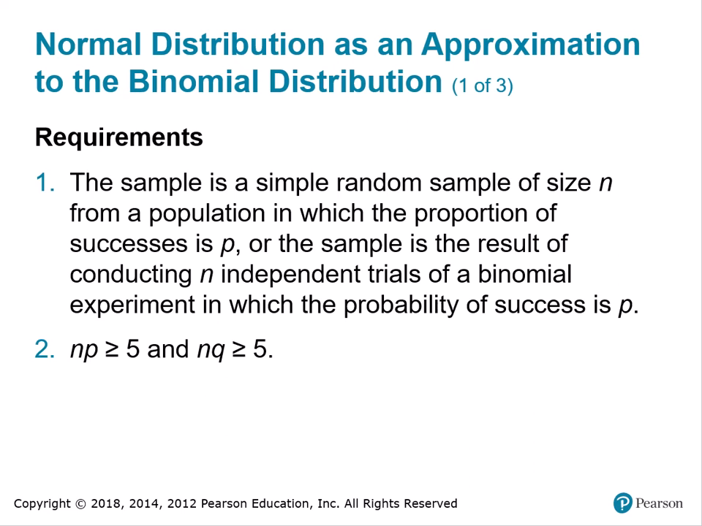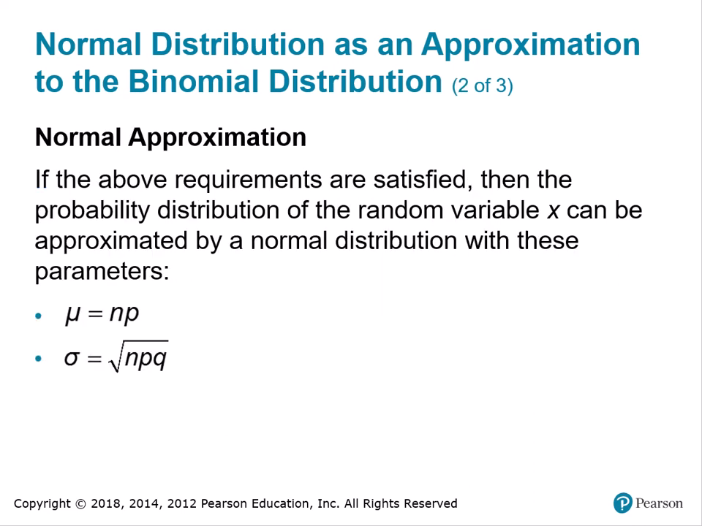Alright, so let's check out our requirements. Our n times p and n times q are going to be greater than 5, because we have 0.25 times 580. That's well larger than 5. And we know that they're independent trials, so we are good to go. Alright, so all the requirements are met, so we're going to use the following bits of information. We're going to use mu equals n times p, and then the standard deviation.